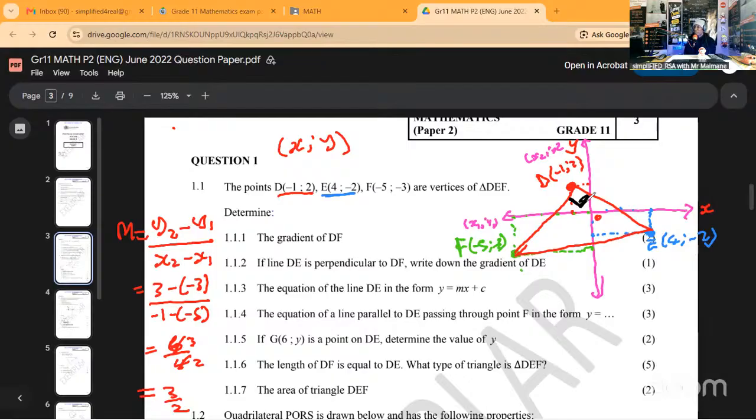Now, if DE is perpendicular to DF, write down the gradient of DE. Who wants to take this one? So now we have the gradient of DF. We just calculated it. This is the gradient of DF, 3 over 2. If the gradient of DF is 3 over 2, and we are given that DE is perpendicular to DF, what would be the gradient of DE? You can just say the value. Anyone?